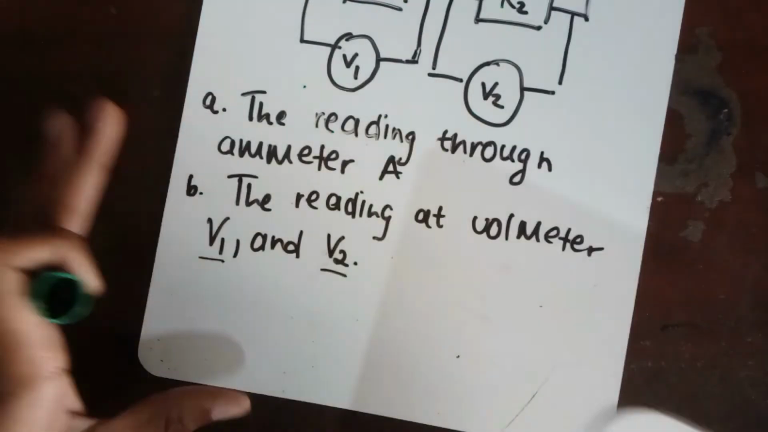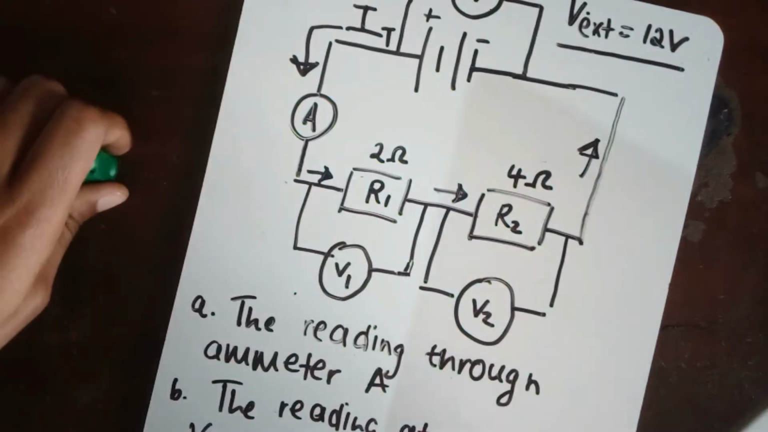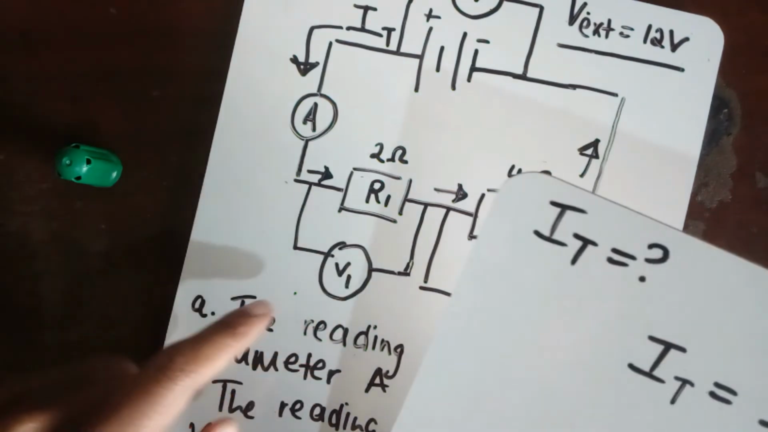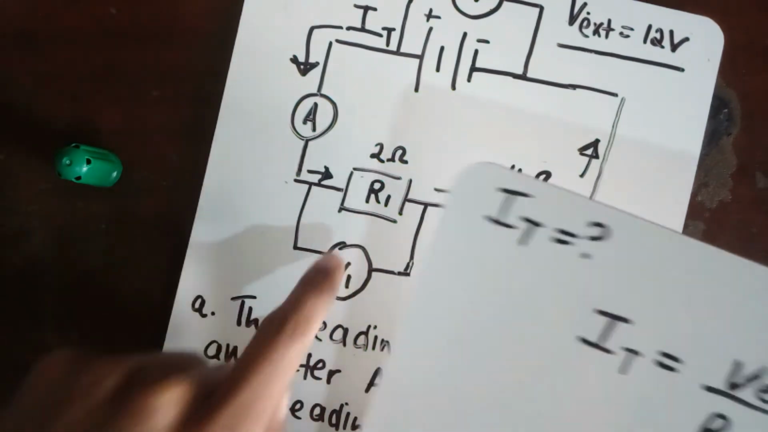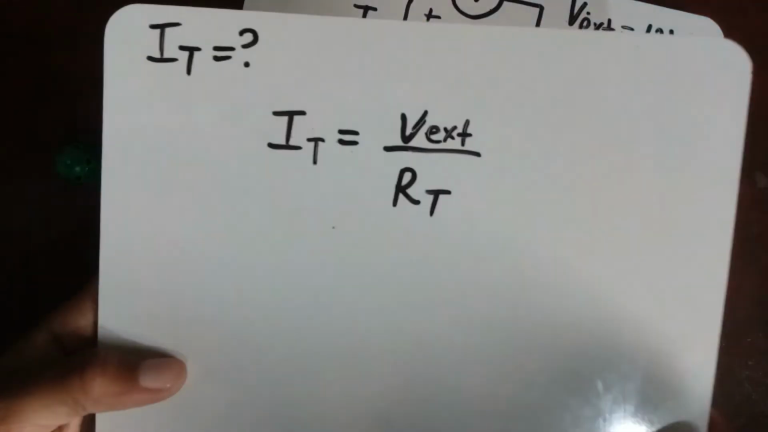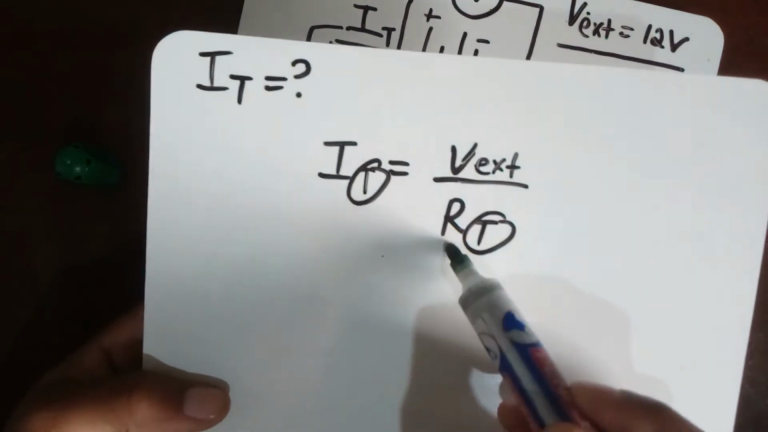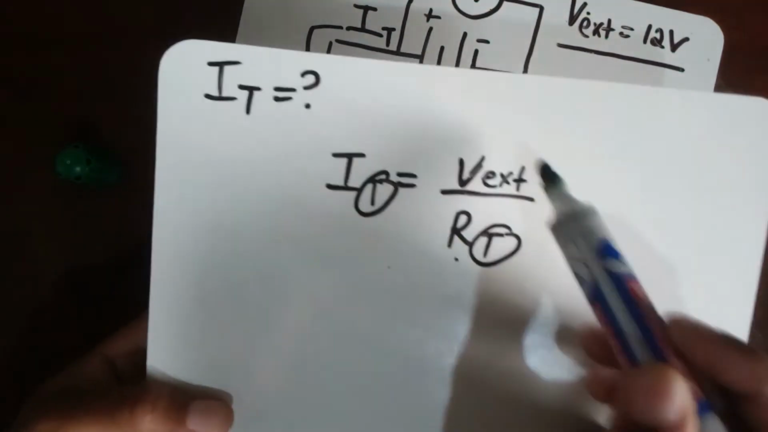I'm looking for the total current in the circuit. If I was looking for the current here, I would only use maybe I1 equals V1 divided by R1. But because I'm looking for the total, that's why I'm using the total resistance as well as the total external voltage. I hope that is making sense.